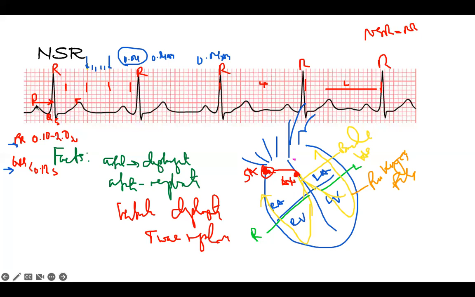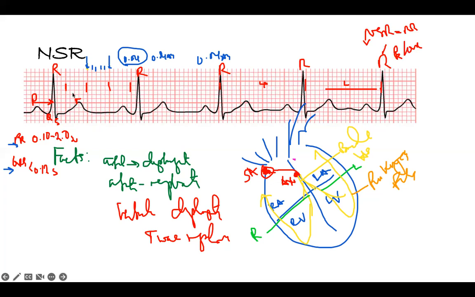Is there any P? So there's a P, then QRS. P, QRS. P, QRS. P, QRS. So there's a P for every QRS. So I've checked that the rhythm is regular, and I've checked that there is a P before every QRS. Then I look at the rate.